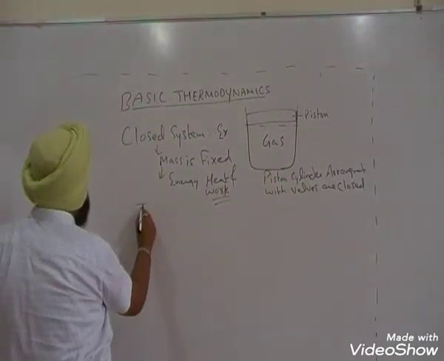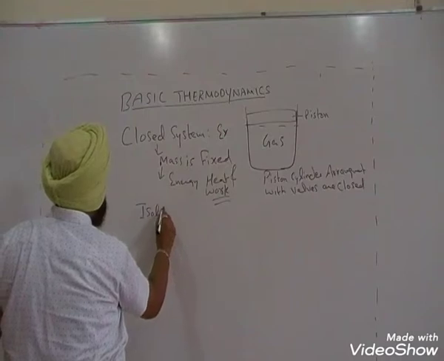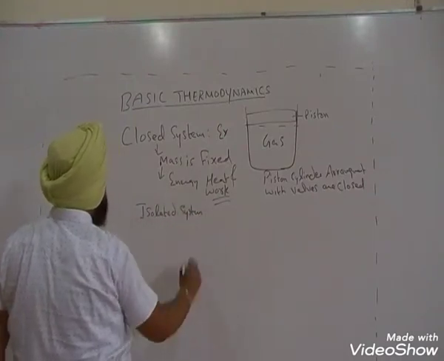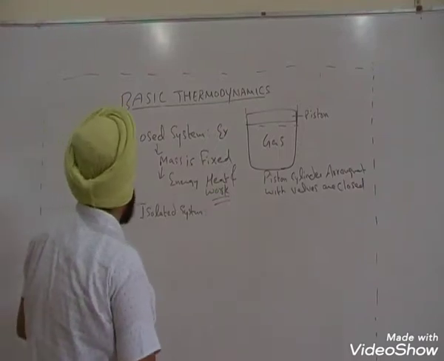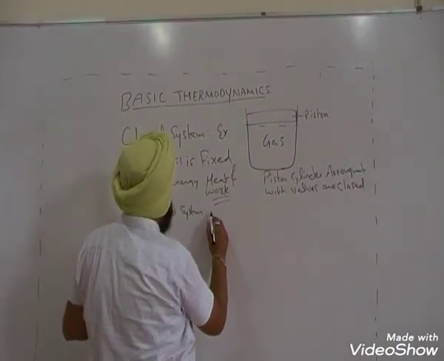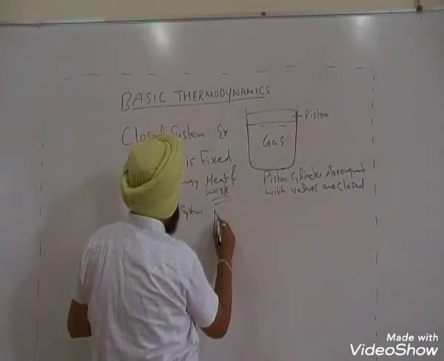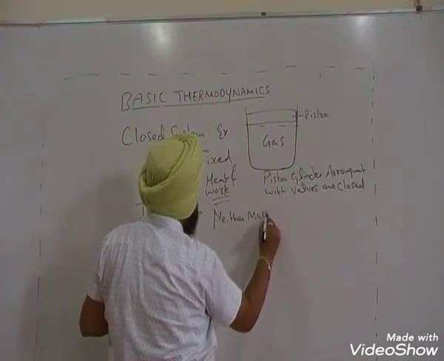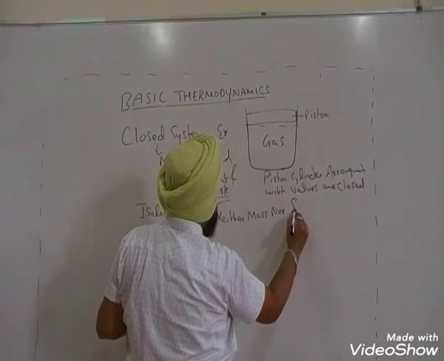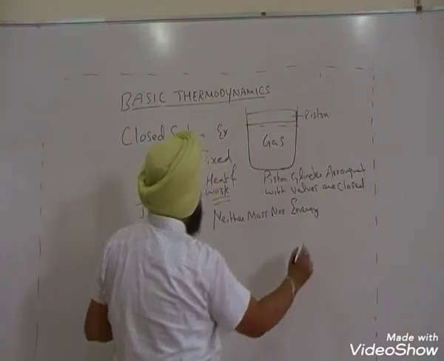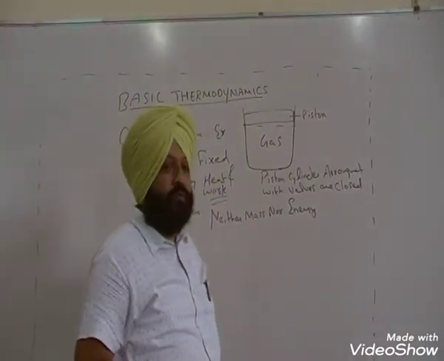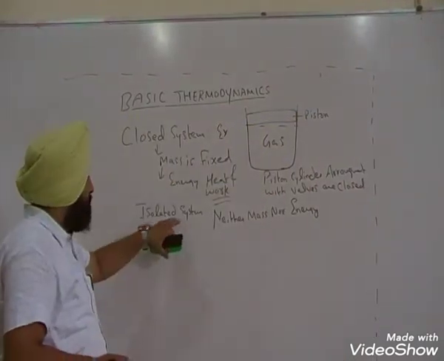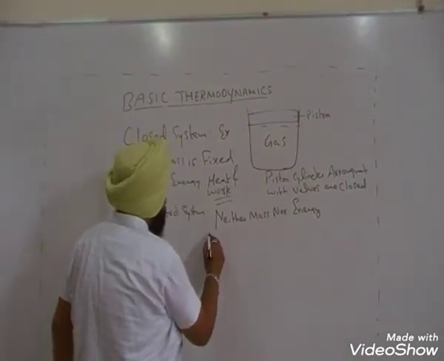In case of an isolated system, neither mass nor energy is allowed to cross the boundary of the system. Example: consider hot coffee in a thermos flask. That is the best example of an isolated system.